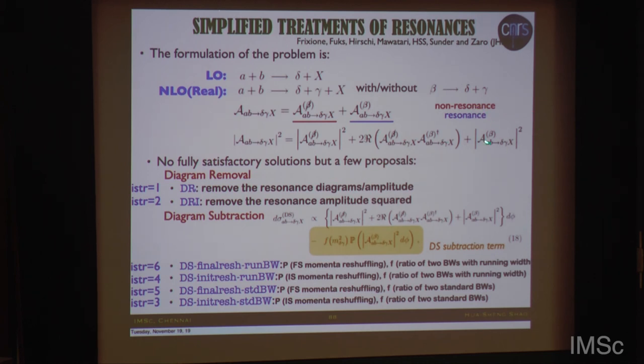especially this big number? There are several proposals, but there are no fully satisfactory solutions. The earliest one is just diagram removal. What do I do? Diagram removal means that at amplitude level, on the Feynman diagram, I just get rid of this blue one. I don't need the resonance, so I just keep this. Keep the blue one. At amplitude squared level, that means I just keep the first term here, right, and do nothing else. So I calculate an actual next-to-leading order. This is removing the resonance diagrams at amplitude level.